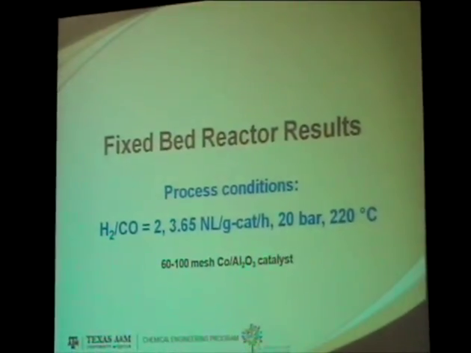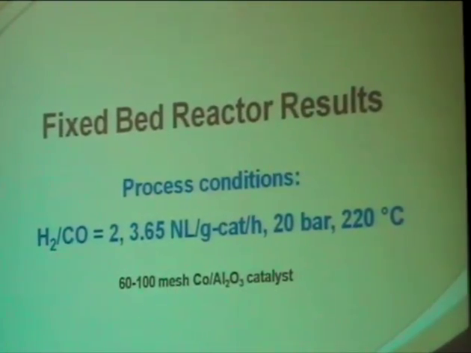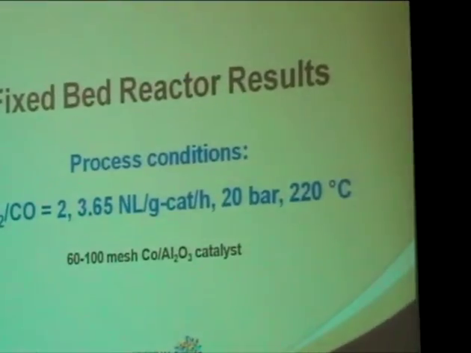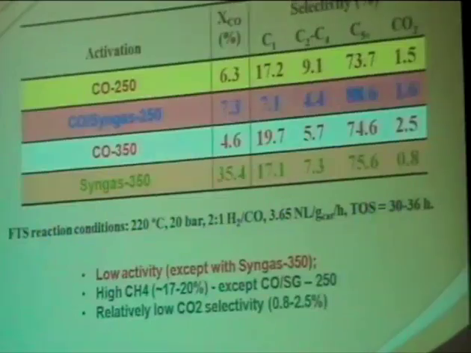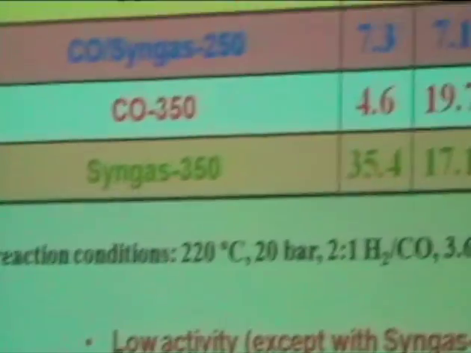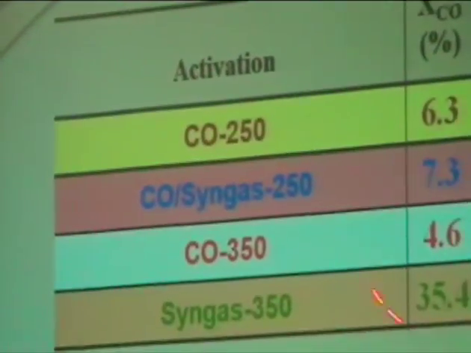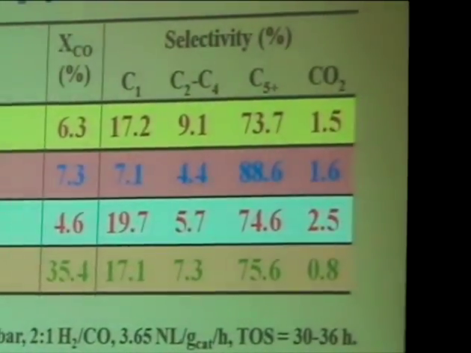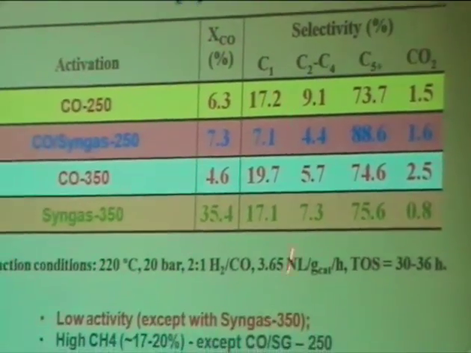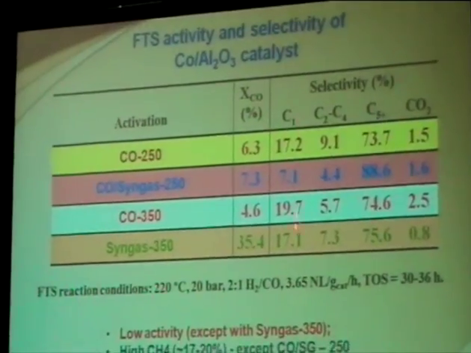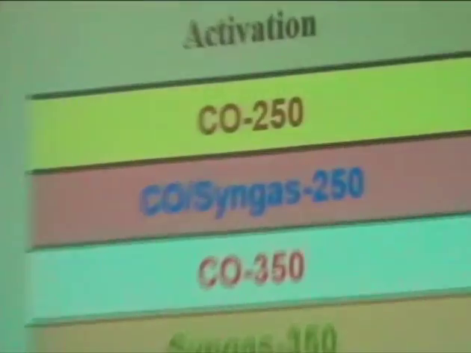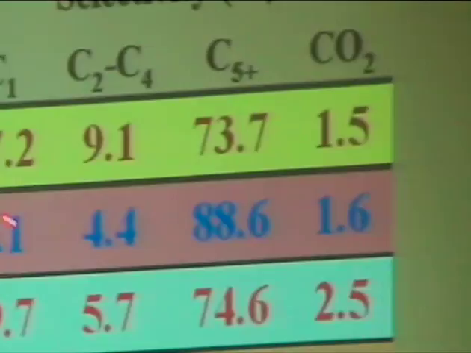Okay, so I'll start talking about reaction results first, and then we'll talk about characterization, all right? So conditions are shown here, fairly typical for cobalt catalyst, and here are the results. Okay, so activity is generally low. The only one that has more significant conversion at these conditions is syngas pretreatment. And then the other thing, what about selectivity? Well, if you look at methane, that's the most important thing. All of them except CO followed by syngas give you pretty high methane, but this one gives low methane.